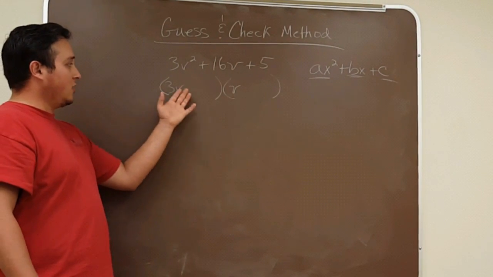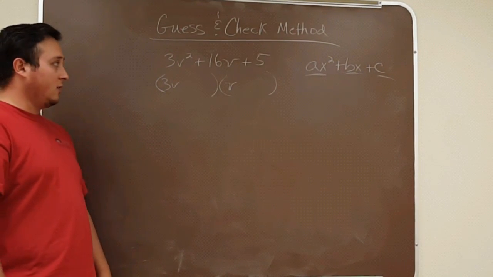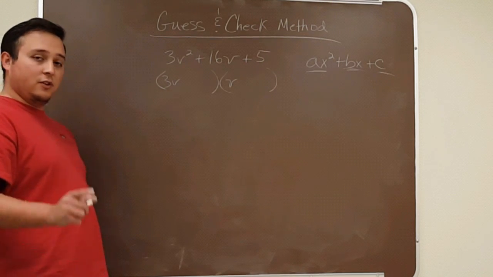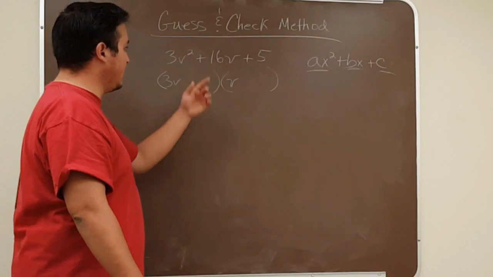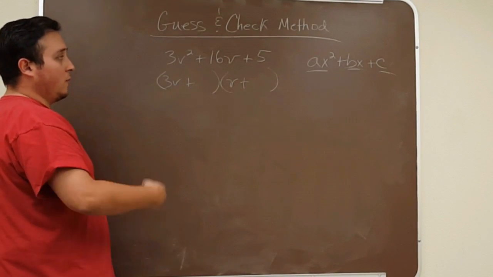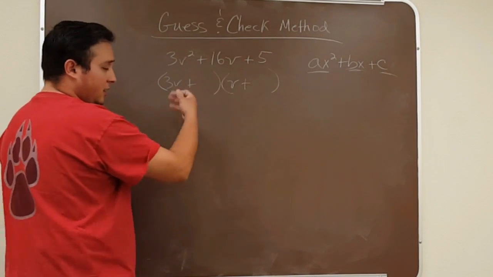If your c term is negative, it doesn't matter what the b term is, it's going to be a plus and a minus, or a minus and a plus. Does it matter? Yes, it does. You'll just have to check both scenarios. So if you need to hear that again, just rewind the video. But in this case, our c term is positive, our b term is positive, so there's two positive values. And then we're going to guess factors of 5, just plug them in, and then we're going to check ourselves.